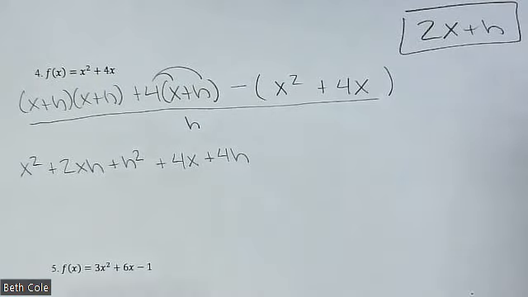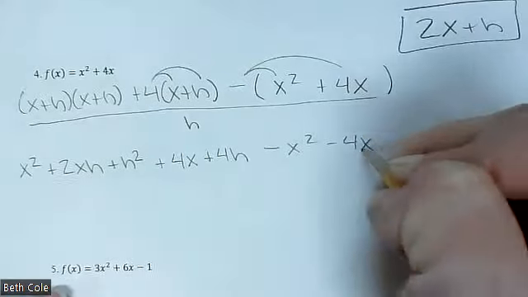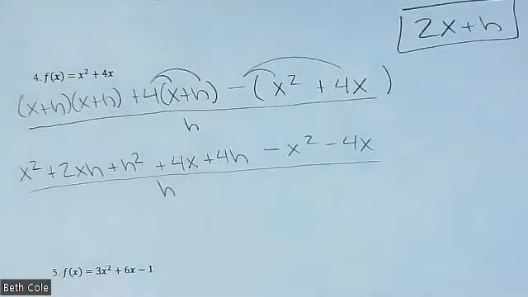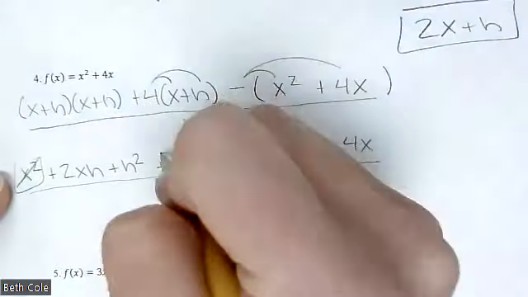All right, plus 4x plus 4h, and then distribute the negative. Everything's just going to change its sign. So then once you expand it, that's the expansion, making it longer. Then you're going to look for things that cancel. So, hey guys, what cancels out? There should be at least two things. All right, x squareds are gone and 4x.